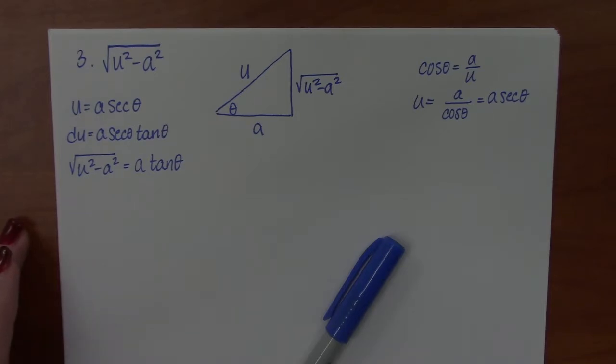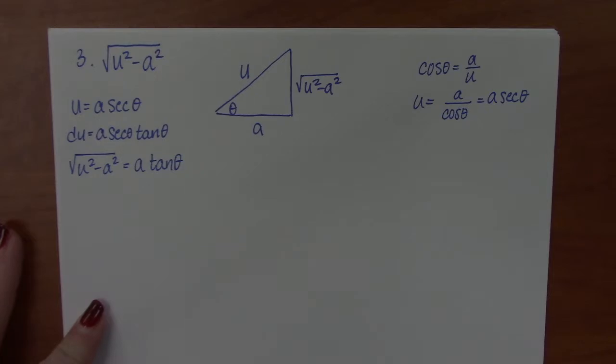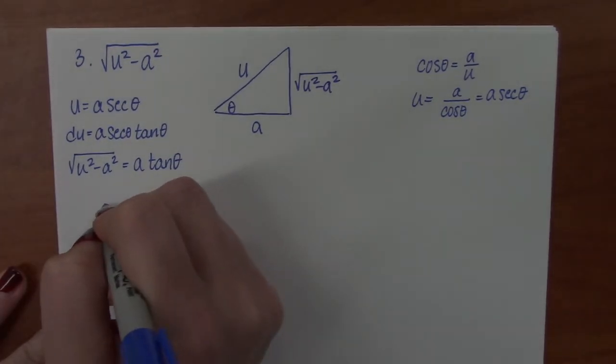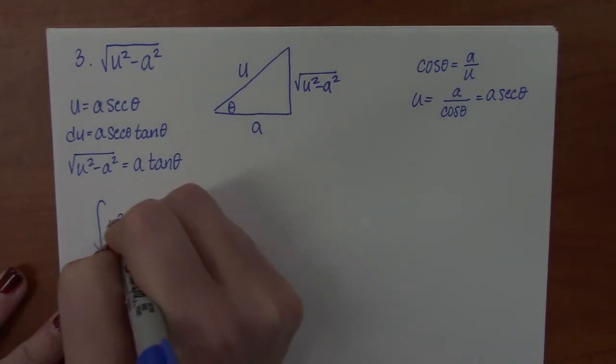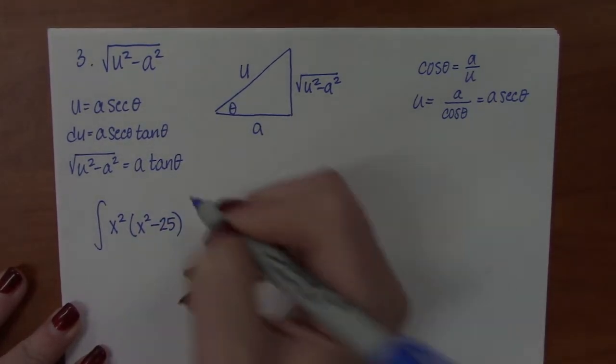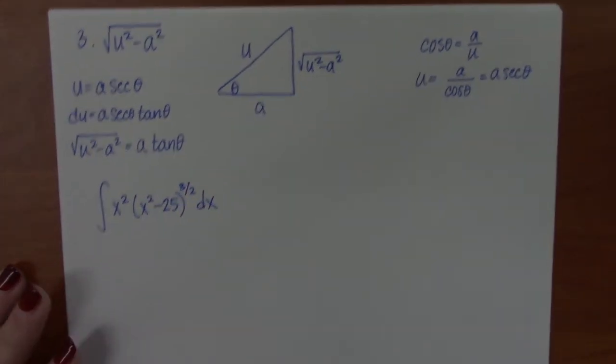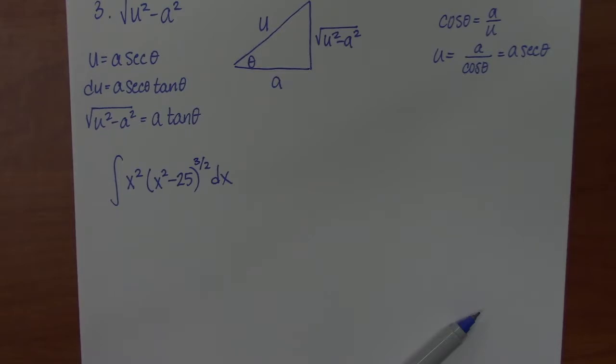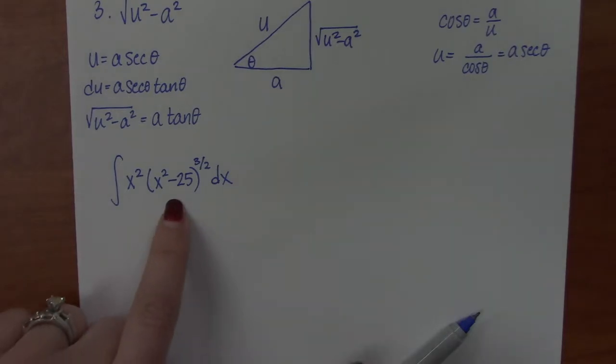So let's look at an example of one of these. Oh, here's an interesting one. So I like this one because you don't actually see a radical. But when you have a fractional exponent, if the denominator is a 2, that's a square root. So what this is, it's the square root of x squared minus 25 cubed. So this is in fact our radical. So it is of the right form.